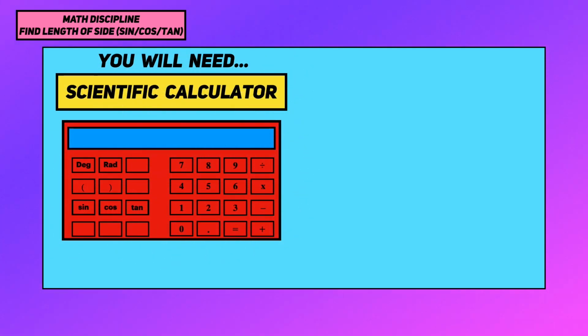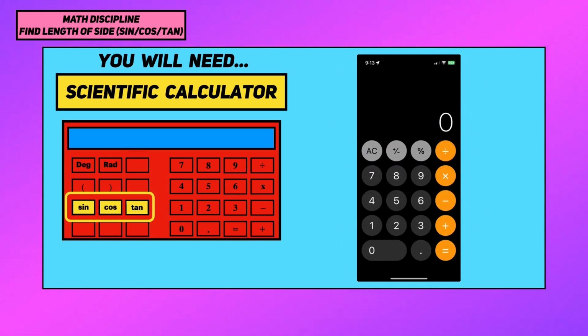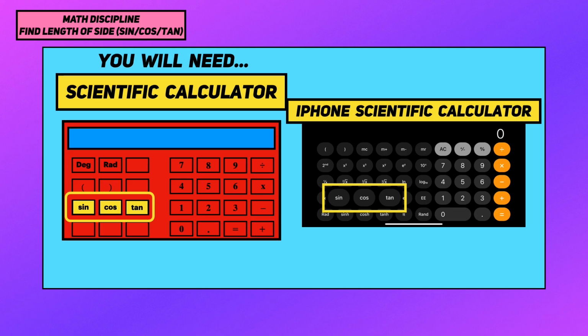Before we get started, you'll need a scientific calculator. Your calculator needs to have the sine, cosine, and tangent buttons. If you have an iPhone, just turn the iPhone calculator sideways and it'll turn into a scientific calculator which has the sine, cosine, and tangent buttons. Android phones also include a scientific calculator.